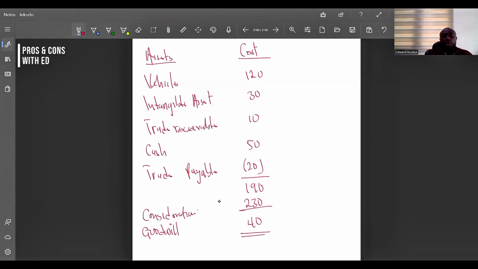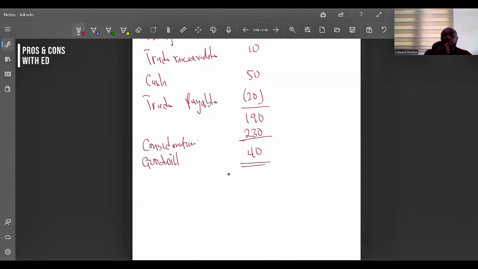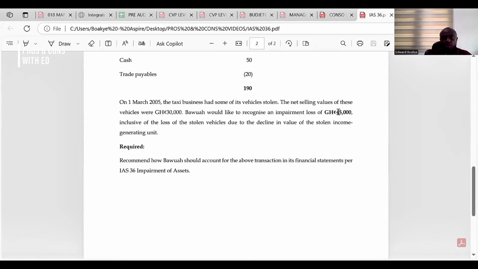And the question made mention that they want to allocate an impairment of how much? An impairment of 45. Let's look at the question again. They want to allocate an impairment of what? 45. So the impairment is 45,000. They want to recognize impairment of 45,000. But within the vehicles, 30,000 has been stolen. So this 45,000 first has to be recognized on the vehicle so that we can take the 30,000 off. So let's go back to our question.